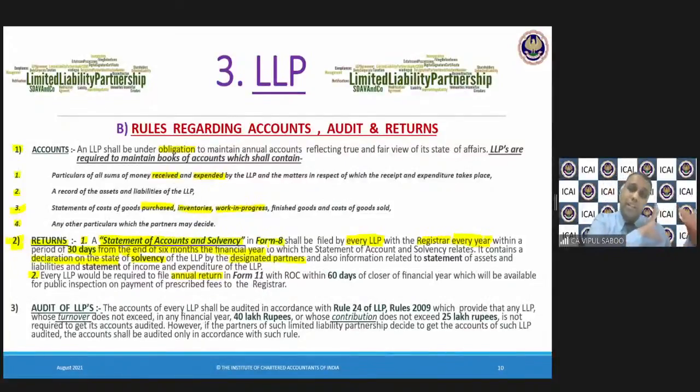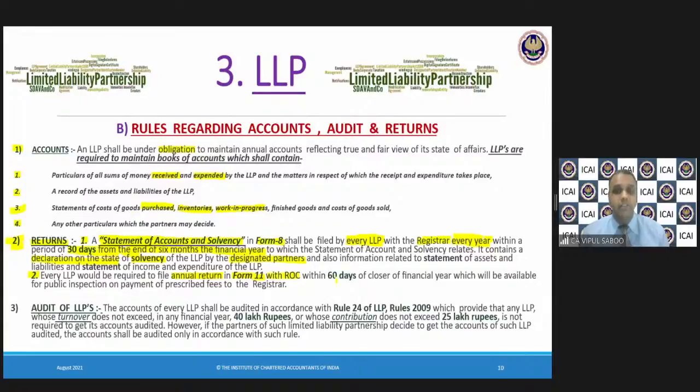So whatever has happened in the previous financial year, you have to sum up everything in one form, in one return, and submit it to the MCA. That is, what happened during the previous one year within the LLP. So this is that form. In Form 11, the Form 11 is for annual return. Statement of accounts and solvency is Form 8. And this is Form 11.